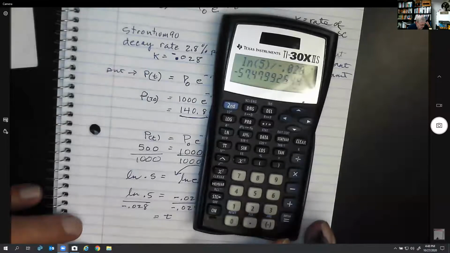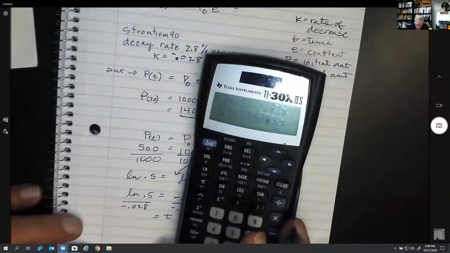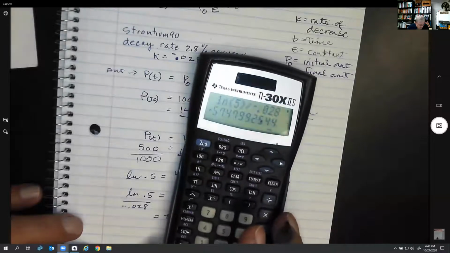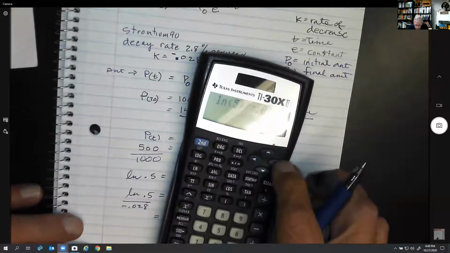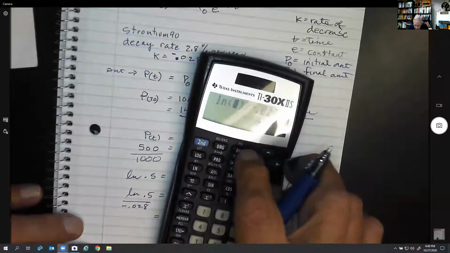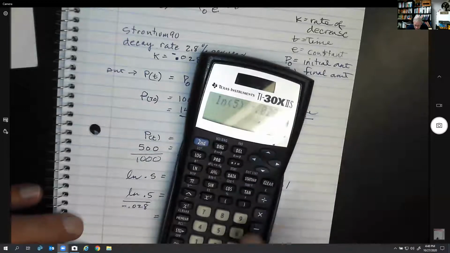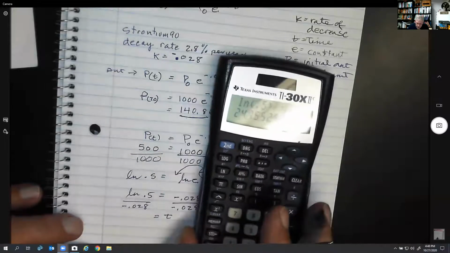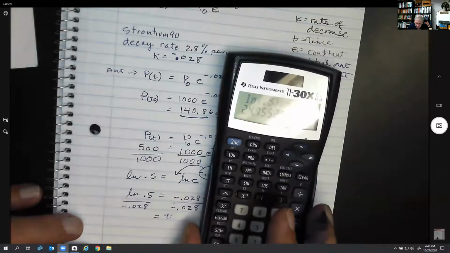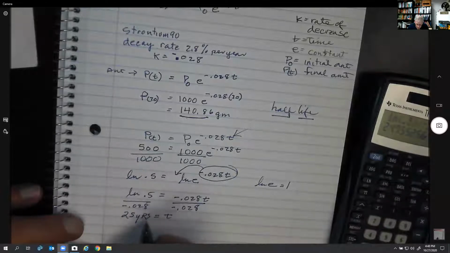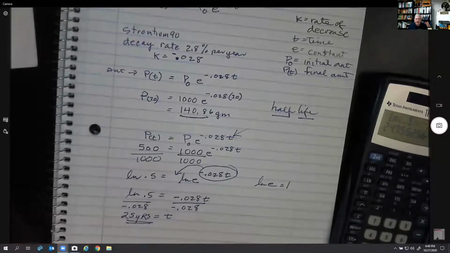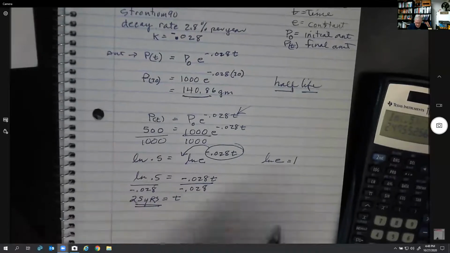Hopefully we did it right. And I think I got a little mistake. It should be 0.5, yes. It makes a little bit of a difference. Let's see if I get the 0.5 in there. Let's try that again. Okay, 24.75, so about 25 years. It takes about 25 years for this to get to its half-life.